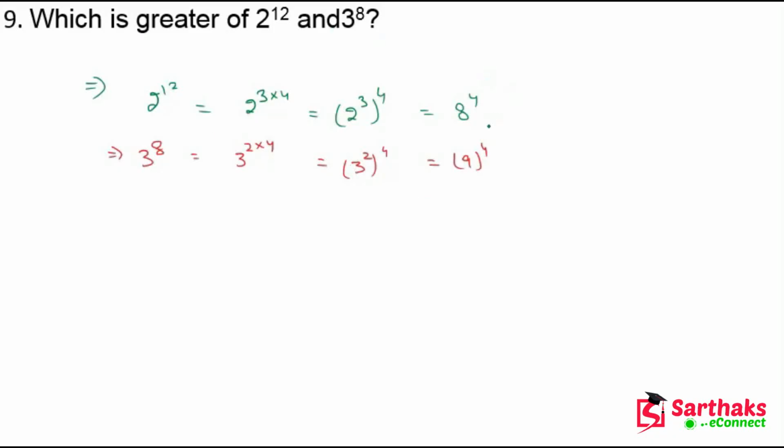So now you can see that the power is same and the base is different. Here the base 9 is greater than 8. Got it? So 9 raised to power 4 is greater than 8 raised to power 4. So we can write 3 raised to power 8 is greater than 2 raised to power 12. This is the answer.